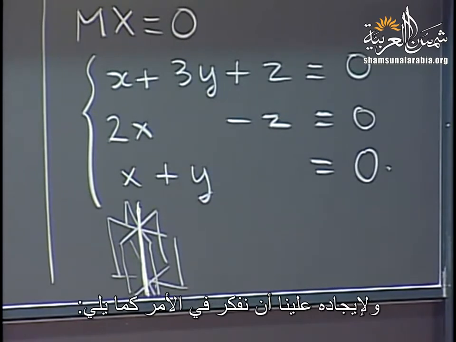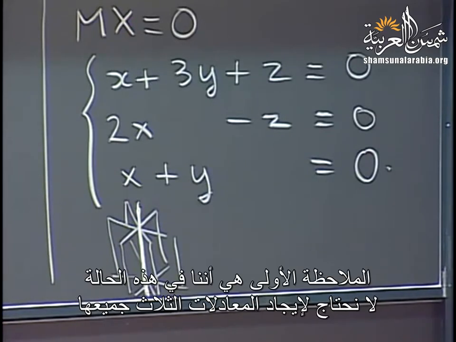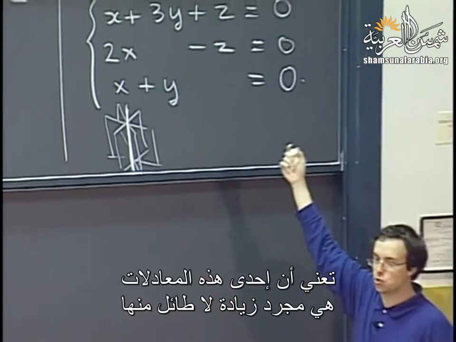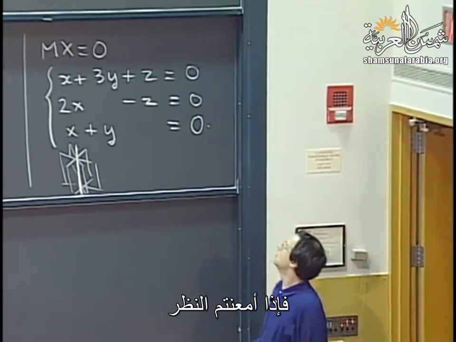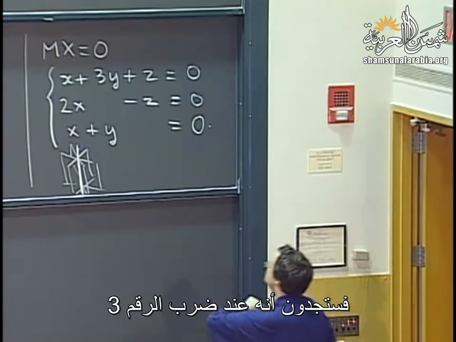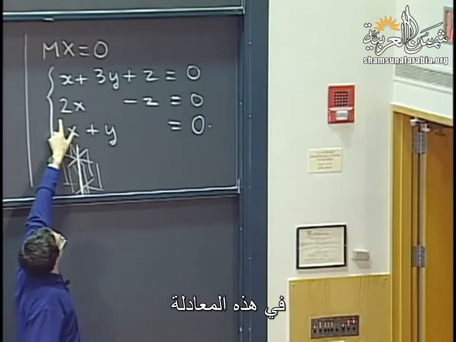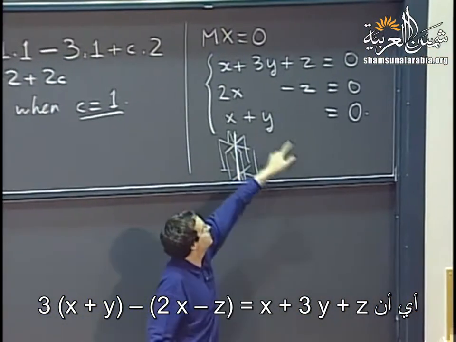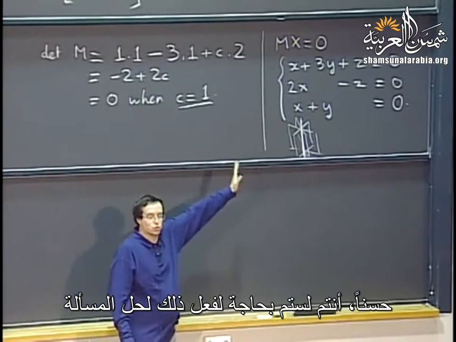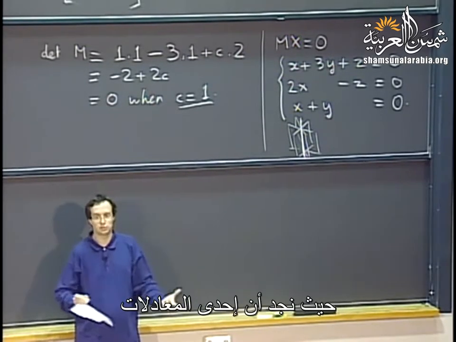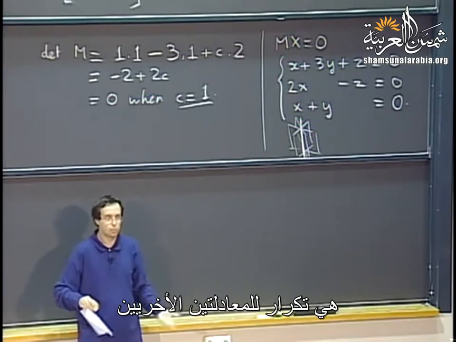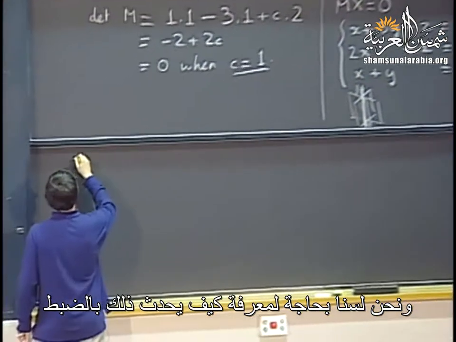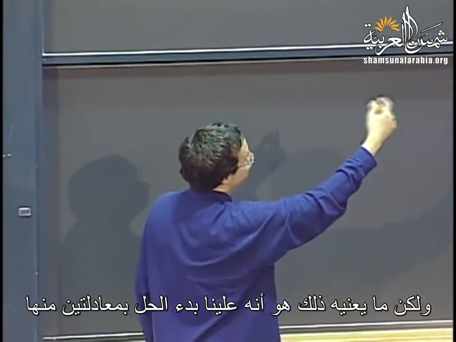So to find it, we can think of this as follows. The first observation is that in this situation, we don't need all three equations. The fact that the system has infinitely many solutions means that one of the equations is redundant. If you look at it for long enough, you see, for example, if you multiply 3 times this equation and you subtract that one, then you will get the first equation. Right? 3 times x plus y minus 2x minus z will be x plus 3y plus z. Now, we don't actually need to see that to solve the problem. I'm just showing you that's what happens when you have a matrix with determinant 0. One of the equations somehow is a duplicate of the others. We don't actually need to figure out how exactly. But what that means is we want to solve, let's say, start with 2 of the equations.